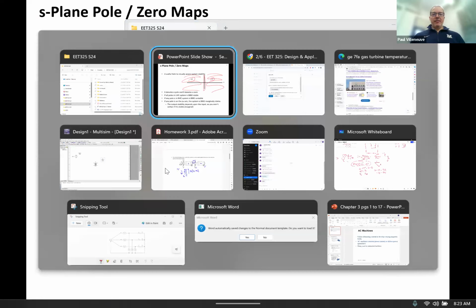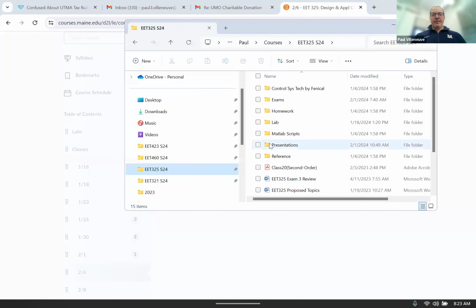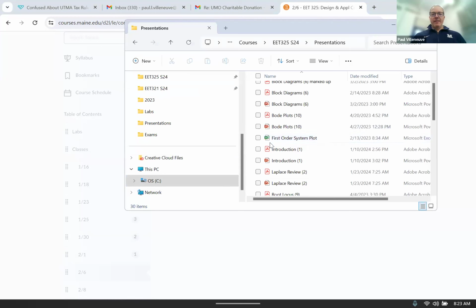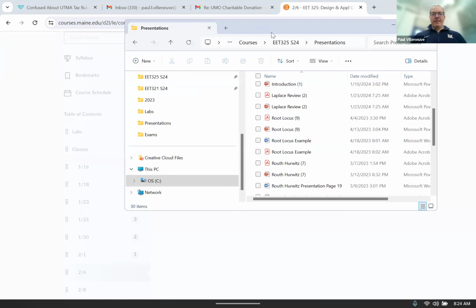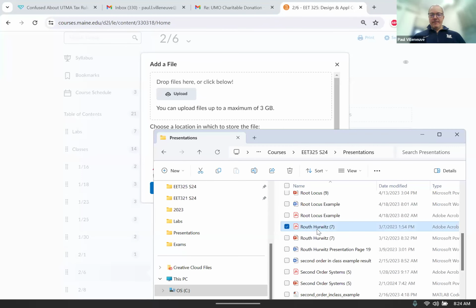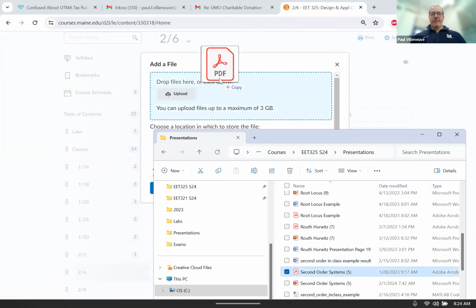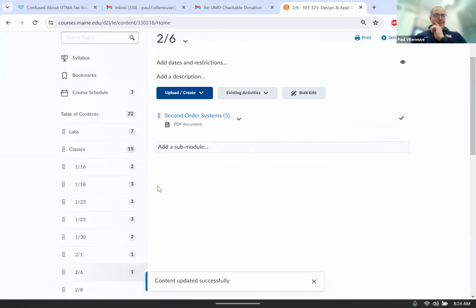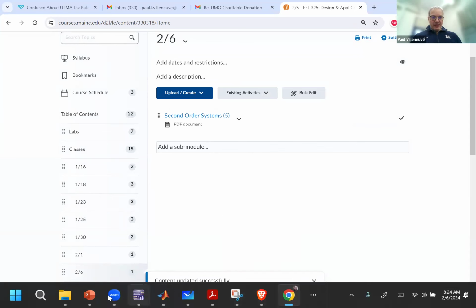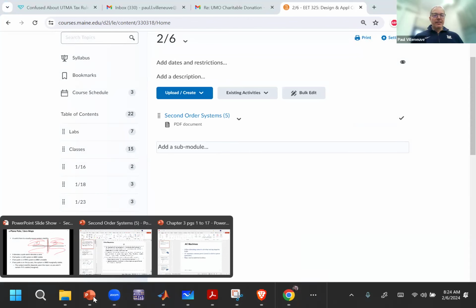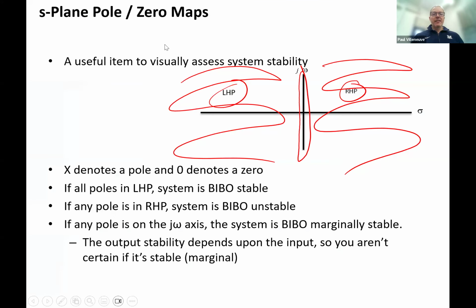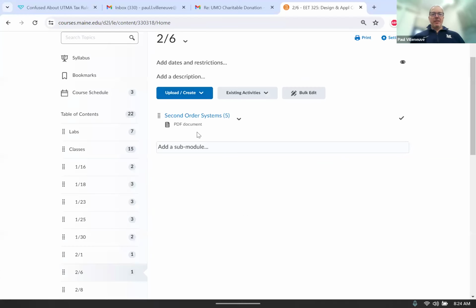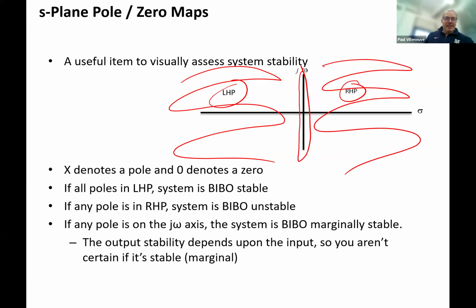All right, let's go back to here and bring this back up. This is number 5. Let's just make sure that this is the actual one. Yes, second order systems, I believe. Yes, so it should be up and available now. It should be good to go for today's class. Apologize for not being organized for that.